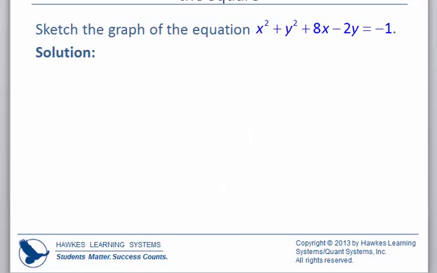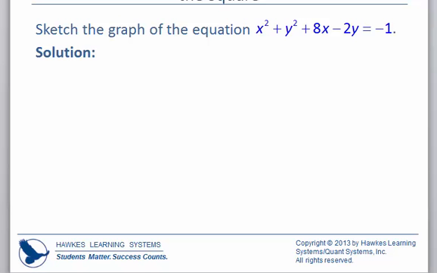Now our last example asks us to sketch the graph of the equation, and yet the equation is not given in standard form. So our equation looks like x² + y² + 8x − 2y = −1. In order to get this into standard form, we're going to need to complete the square for both the x's and also for the y's.